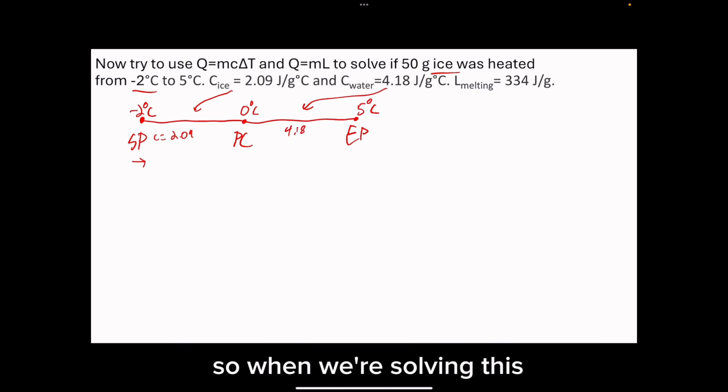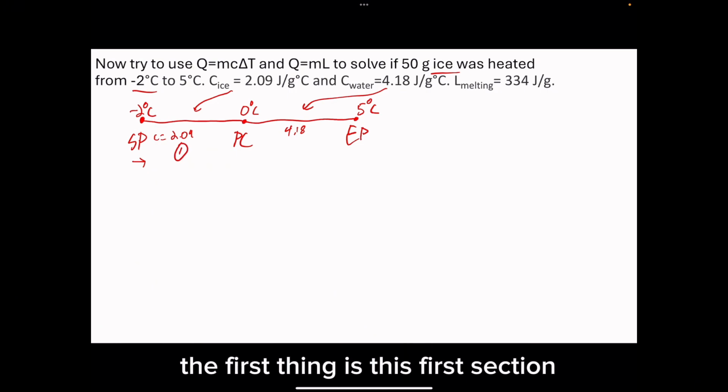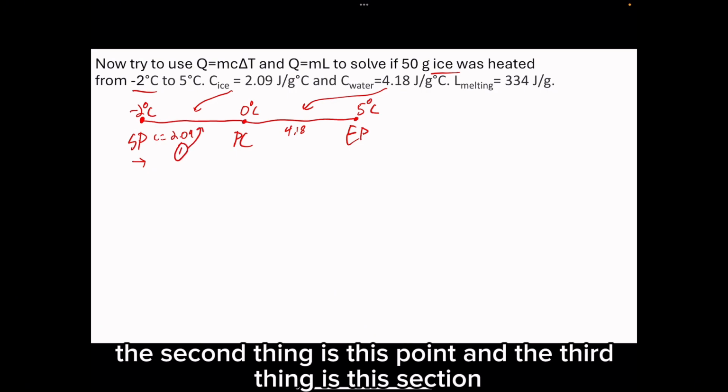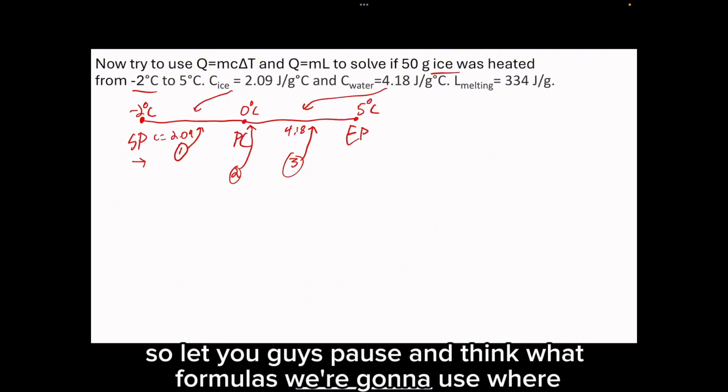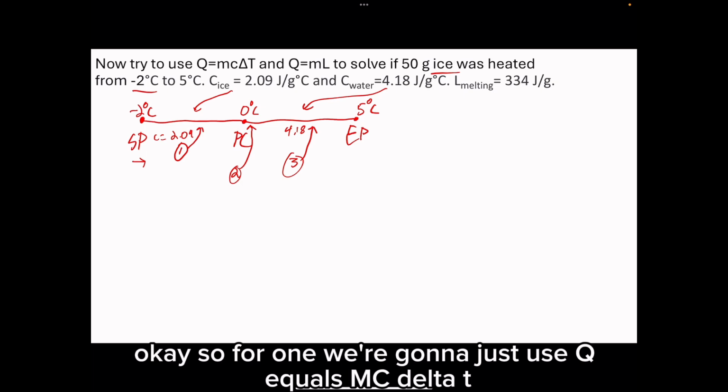So when we're solving this, basically we have three things we have to solve. The first thing is this first section. The second thing is this point. And the third thing is this section. So I'll let you guys pause and think what formulas we're going to use where. Okay. So for one, we're going to just use Q equals MC delta T.